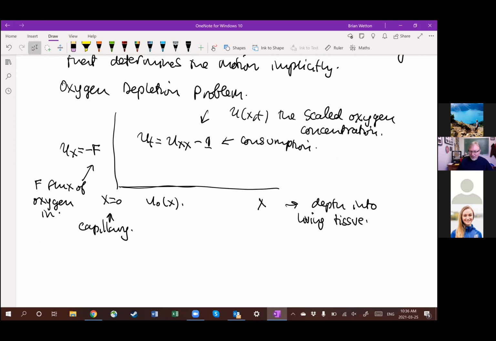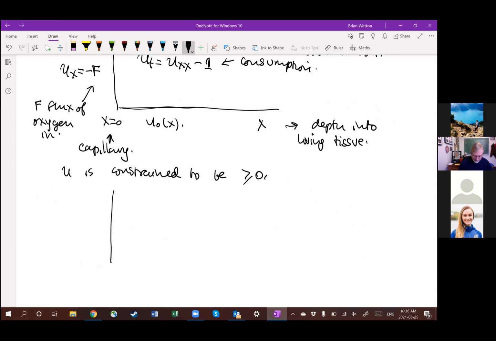we've got a constraint. The tissue can only consume oxygen if there is any there, right? So U is constrained to be bigger than or equal to 0. I'm going to have my Ux is minus F. I'm going to be pumping some oxygen in, okay?